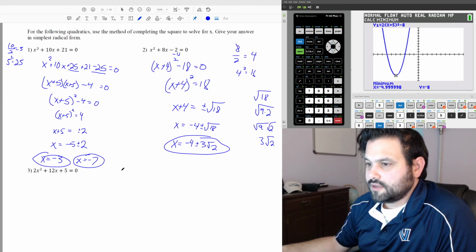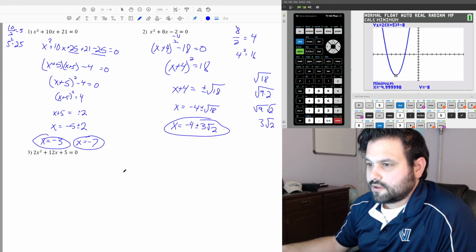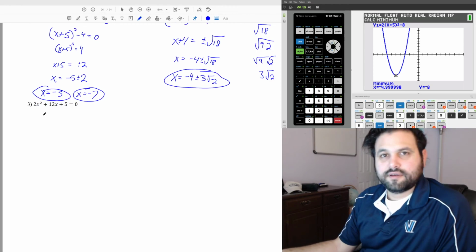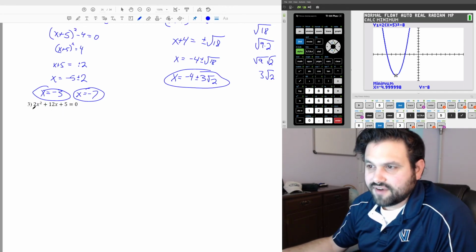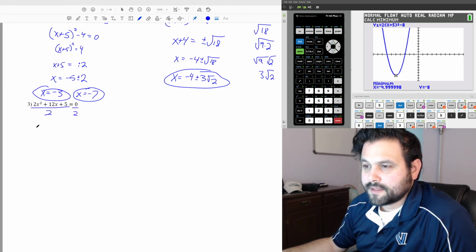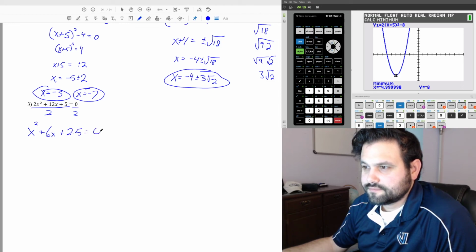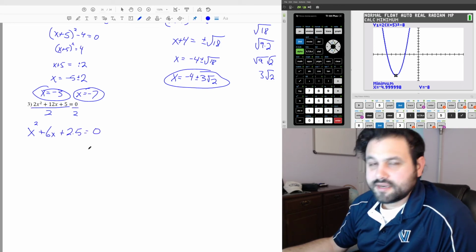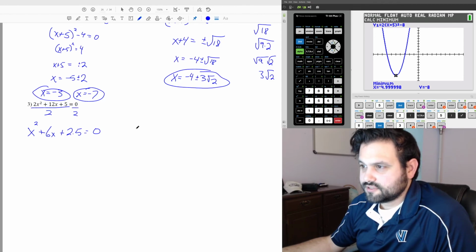Number three, we have an a value, right? So we're going to have to divide everything by that a value before we can even start completing the square. So I got x squared plus 6x plus, what is that, 2.5? Okay, now I can complete the square. So I'll do a little side work over here.